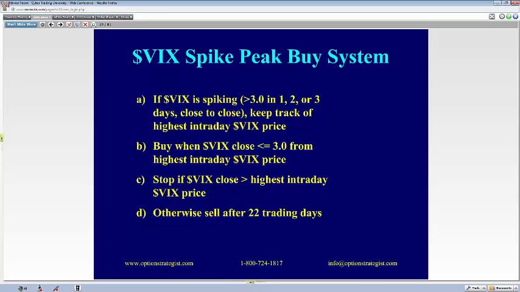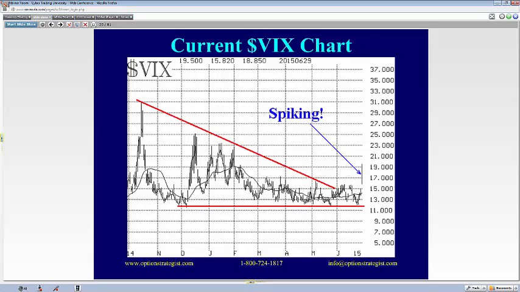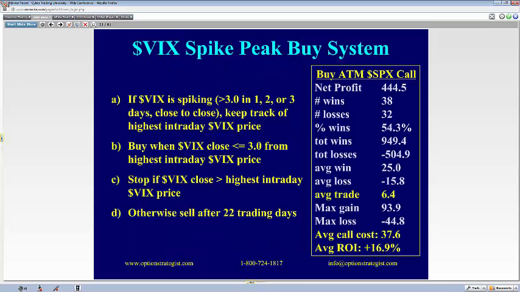So this is the current VIX chart, and we had a spike peak buy signal back there in October. Then we had a series of them actually here in December and January. These were all pretty successful. The market went up after every single one of those. Now we're spiking again. So this is the first time we've had a spike peak since February, and I expect it to be a pretty good signal when it occurs.